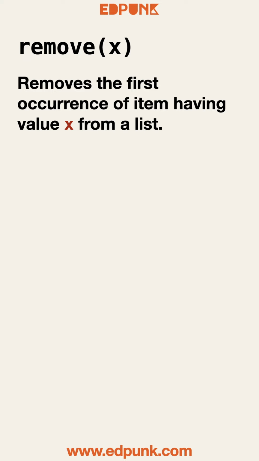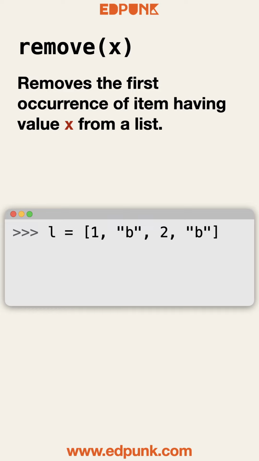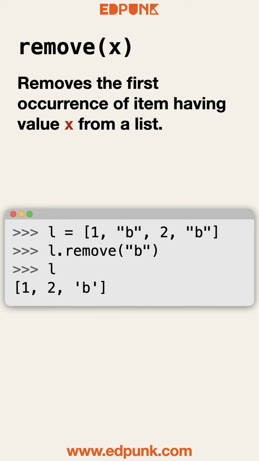Moving on to the next method, the remove method removes the first occurrence of the item passed as an argument from a list. For example, let us assign a list containing items int 1, string b, int 2 and string b to a variable L. Now, to remove the first occurrence of string b from the list, we will execute L.remove string b. Let us check the value of L. The first occurrence of string b is at index equal to 1. It is removed from the list and we are left with the items 1, 2 and string b.